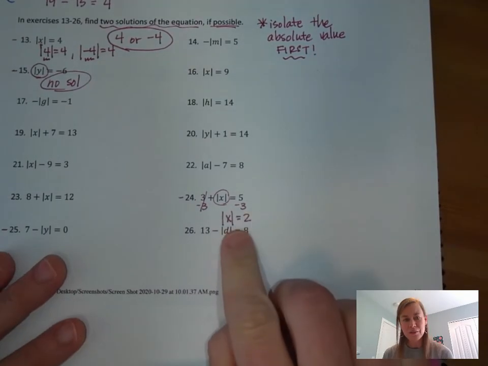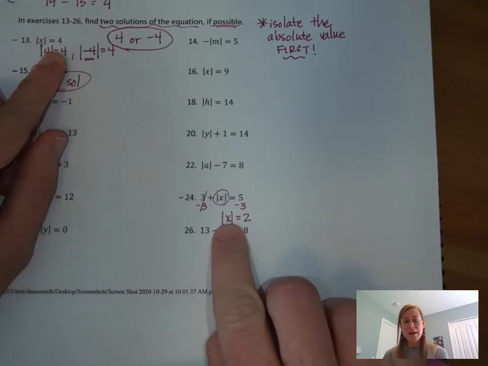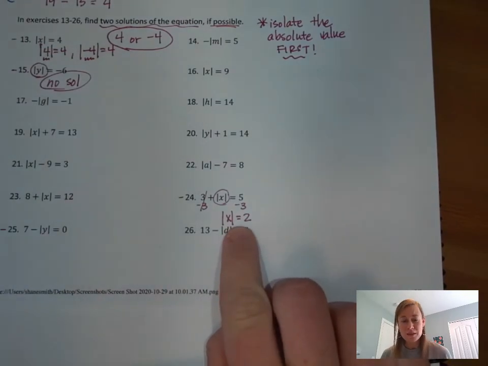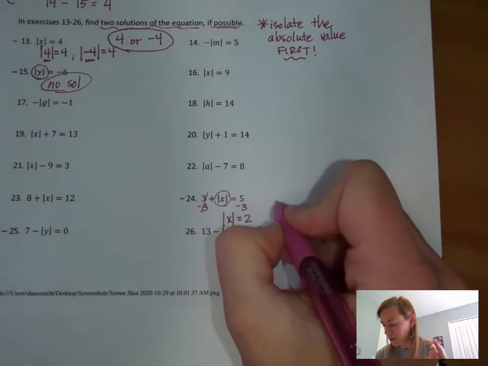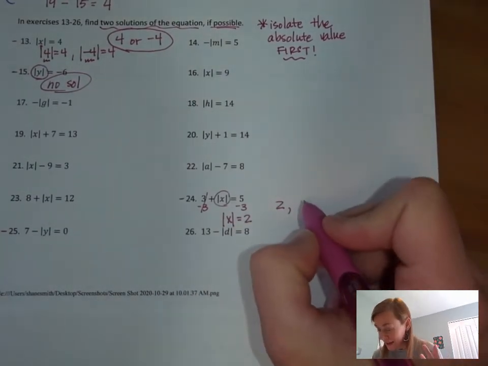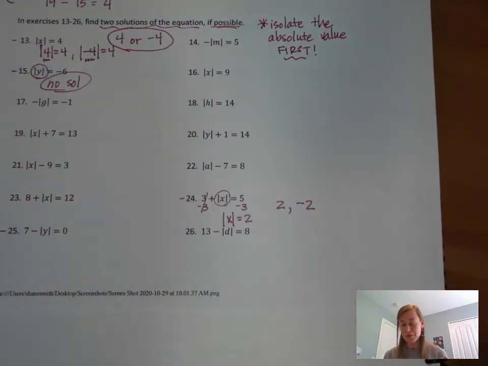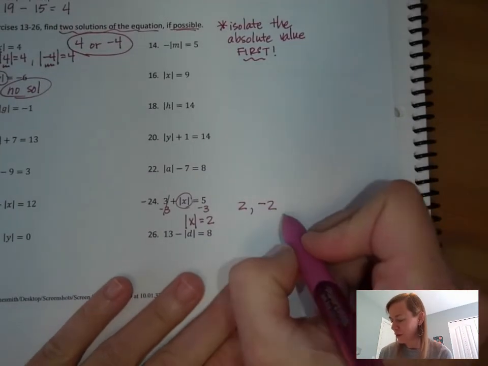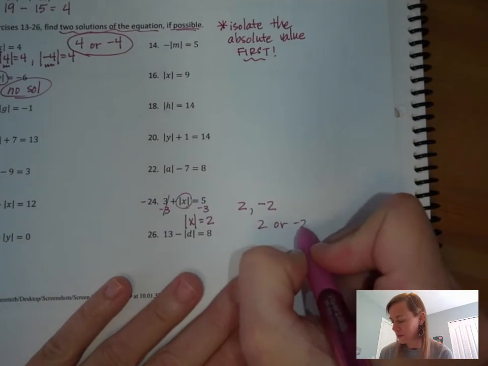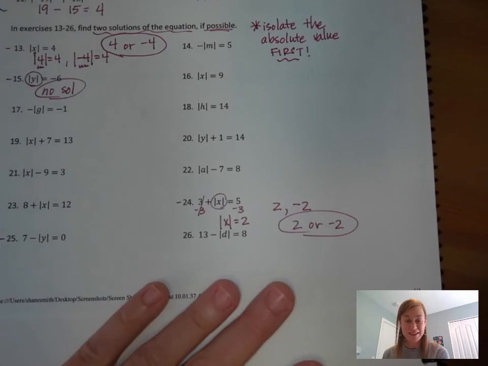Okay, so now this is kind of the same process as we used up here, right? So the absolute value of what is going to give us 2? Well, the absolute value of 2 will give us 2, and the absolute value of negative 2 will give us 2. Okay, so both of those are solutions. You can write it with a comma or you can write it like 2 or negative 2. Either way, totally fine. Just make sure you're getting both answers.